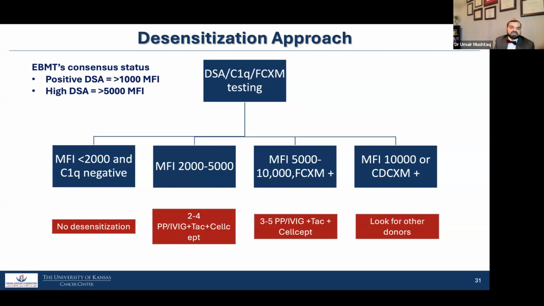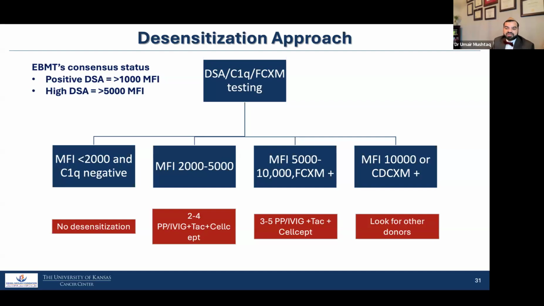If the MFI is less than 2,000, that's what we defined. EBMT defines positive at over 1,000, high as over 5,000. These cutoffs are institutional cutoffs. So if it is less than 2,000 and it's not C1q fixing, then you can proceed with transplantation, you don't need to do anything. If it is between 2,000 and 5,000, then we suggest 2 to 4 sessions of plasma exchange, IVIG with tacrolimus and mycophenolate.